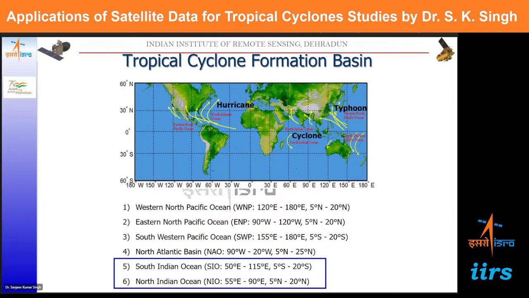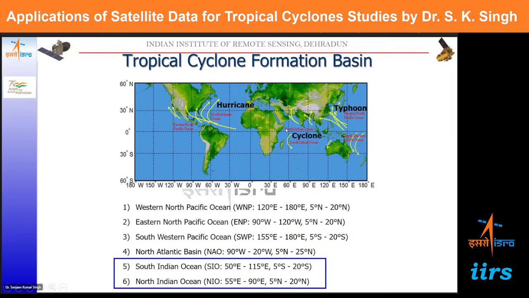So there are mainly six major basins where tropical cyclones form. First is the Western North Pacific Ocean, this area. Then the Eastern North Pacific Ocean, this part, which covers 90° west to 120° west and 5° north to 20° north. Southwestern Pacific Ocean covers 150° east to 180° east and 5° south to 20° south. North Atlantic Ocean covers 90° west to 20° west and 5° north to 25° north.